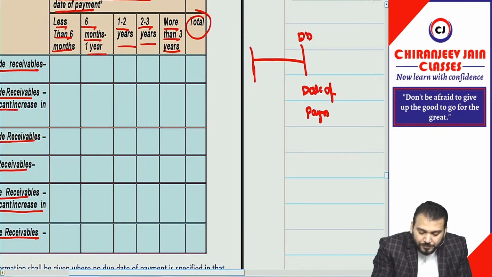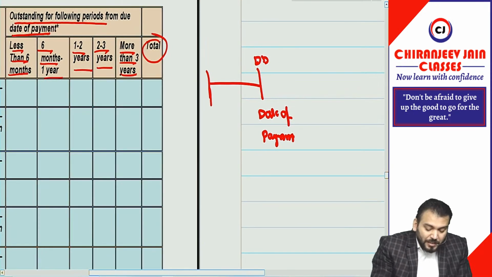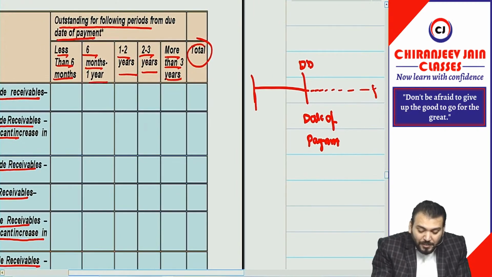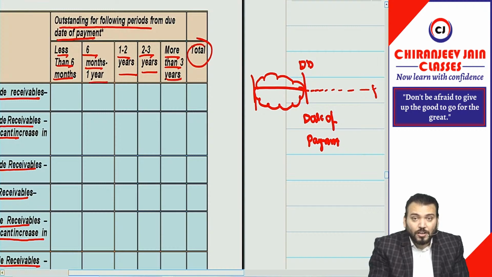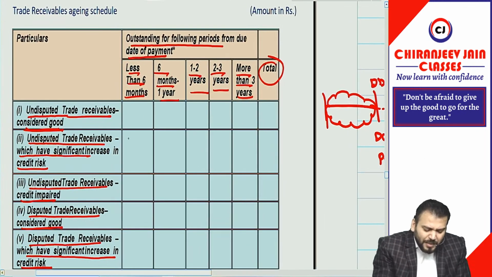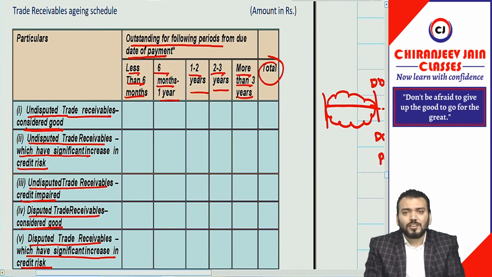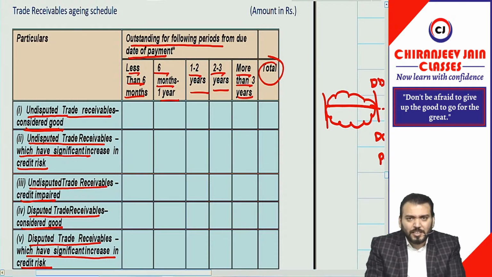Date of payment. Correct? So we are calculating this outstanding from this date. Now if the due date has not come, then of course you can make one more column that is not given in this aging schedule, that you can give if you want to give. Are you able to understand?